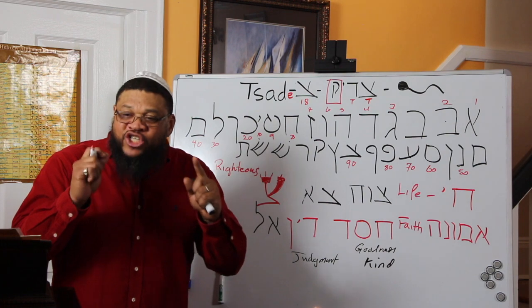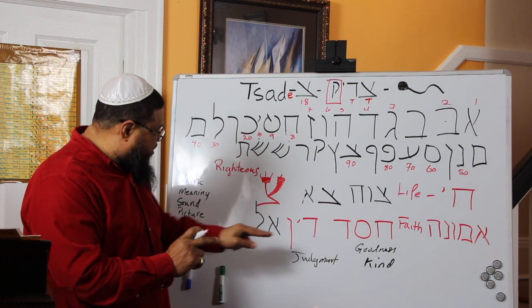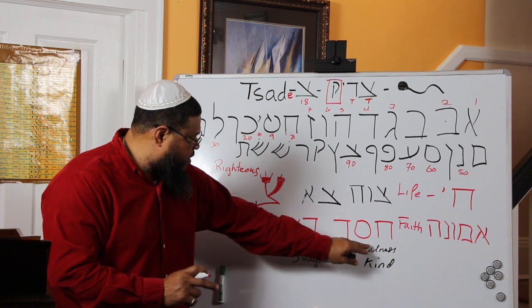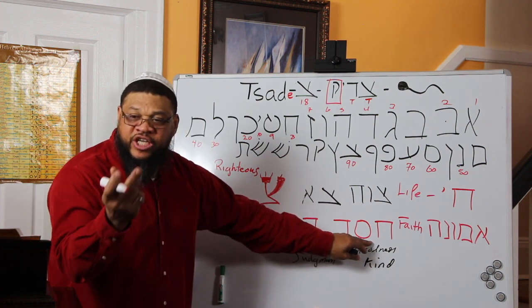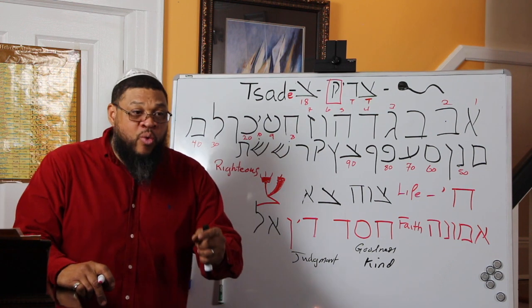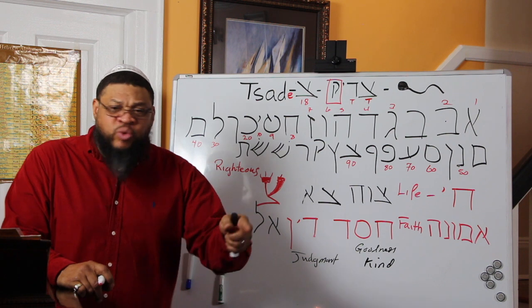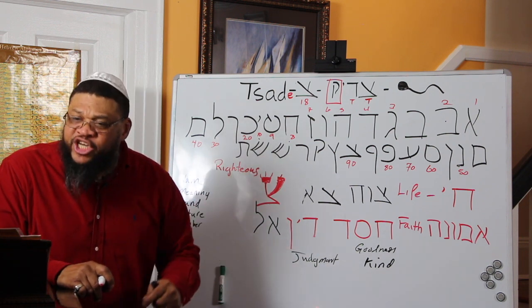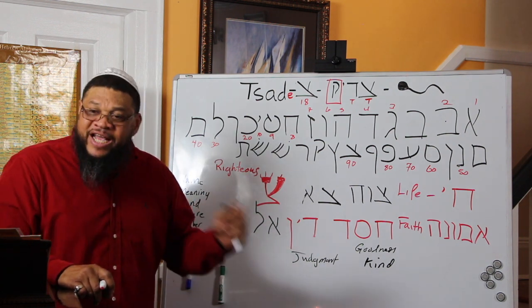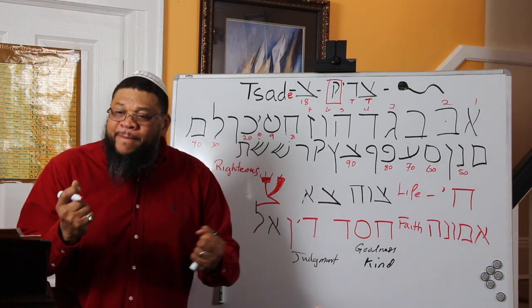Now, to be a righteous man, you're talking about kindness, which is what Abraham showed forth, and the law, which his son received from Hashem, the laws. So you need Tsadik and you need the law. You need the two to combine. Who combined these two?